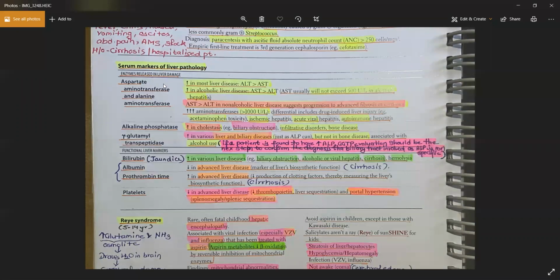Then let's discuss the serum markers of the liver. The first markers are those which are released because of damage to the hepatocyte, because you know that hepatocytes contain many enzymes like any other cell. Whenever the hepatocyte becomes damaged, its cell membrane gets damaged and these enzymes leak out, and as a result, you can easily detect increased levels of these enzymes in the blood.